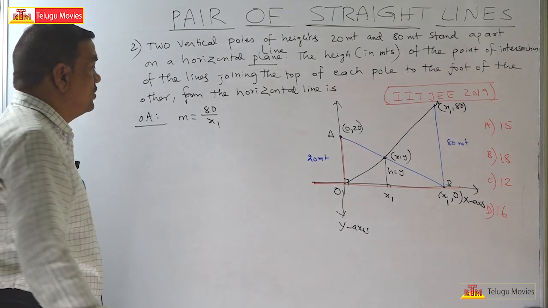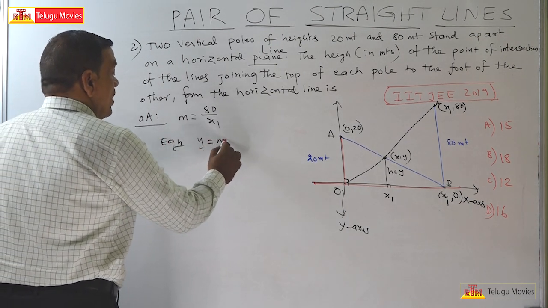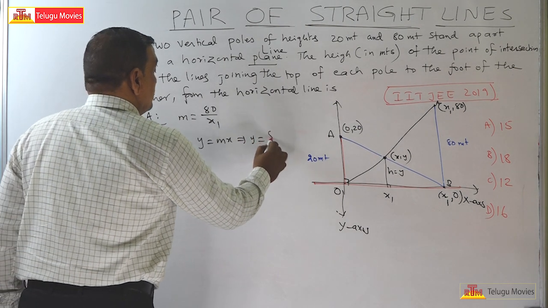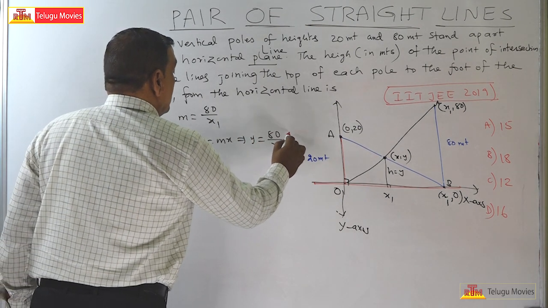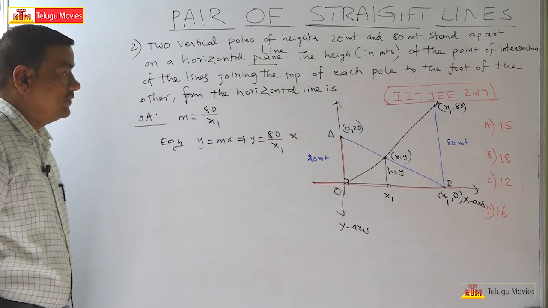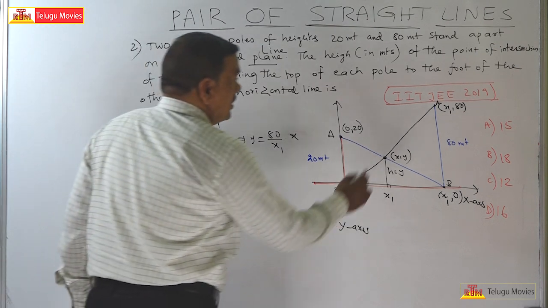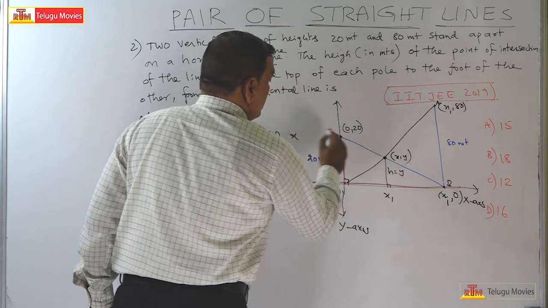Now, what is the equation of the line? y is equal to mx. So y is equal to 80 by x1 into x. Put it like that. Now, the equation of OA is over, no? Call the other line BC.